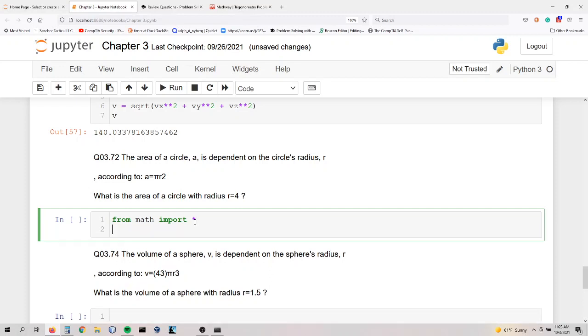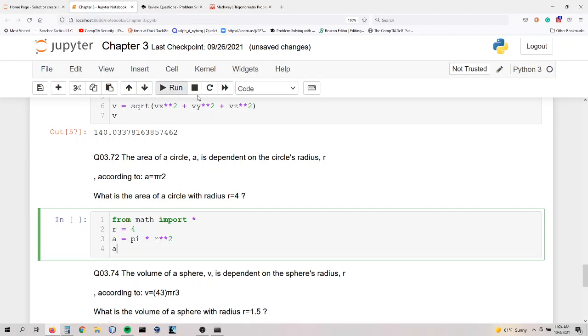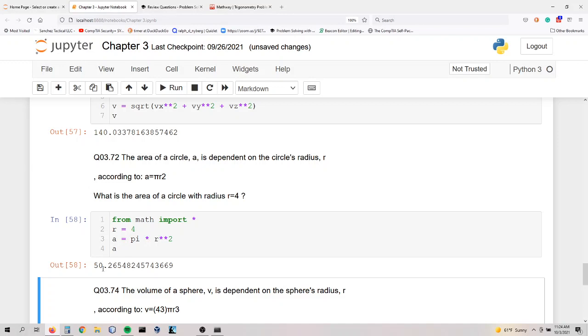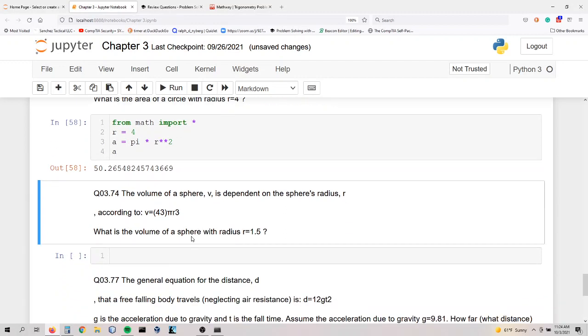So here we could say r is equal to 4. And then a is equal to, well, so it's pi r squared, right? So pi times r raised to the second power, give us the area. So that should be 50 square feet roughly, right? 50.26 dot dot dot dot dot.